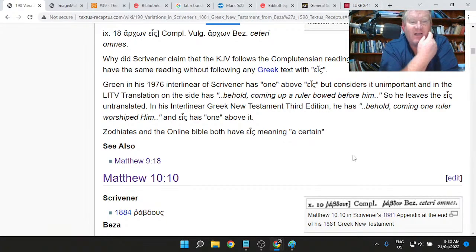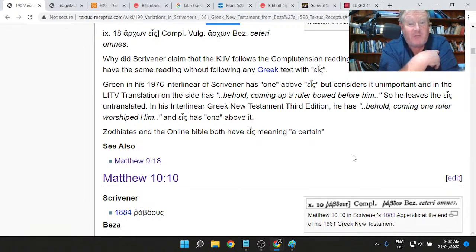He also leaves the ice untranslated. In his Interlinear Greek New Testament, third edition, he has, "behold, coming, one ruler worshipped him," and ice has "one" above it. So that's where he's putting it as one, ice meaning one. So a certain ruler, or one certain person, or a person.